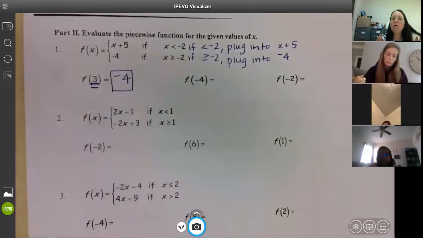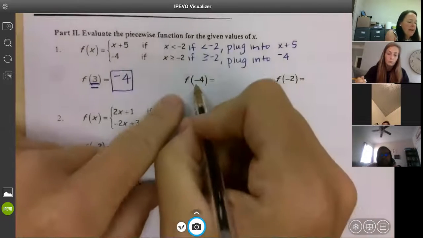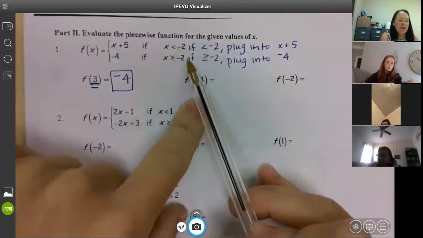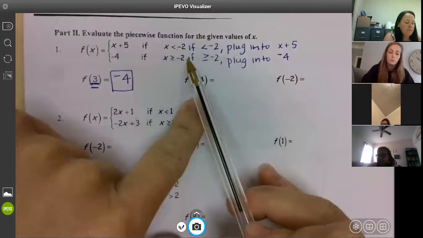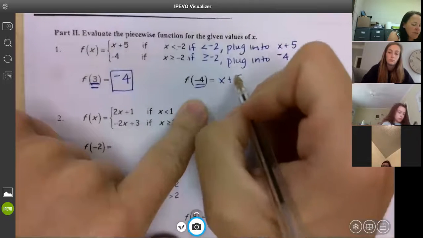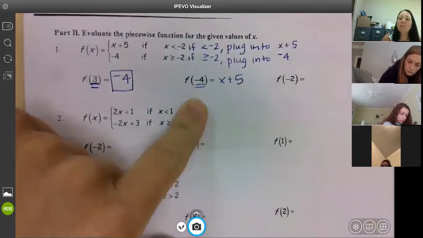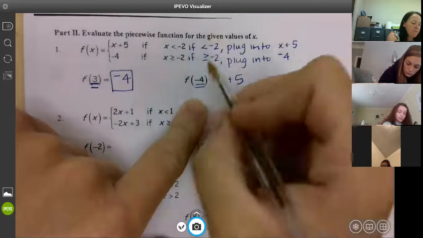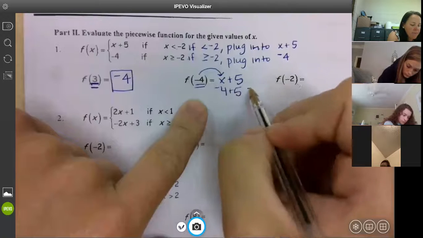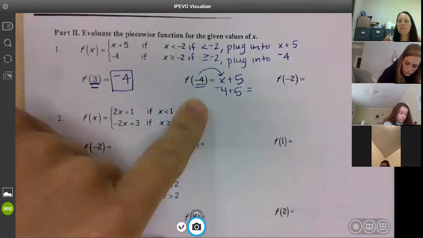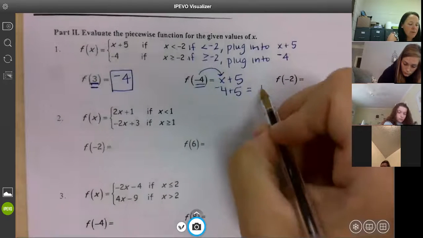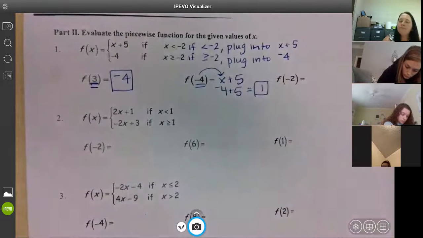Let's look at one where you don't do that. Look at -4. Is it less than -2 or is it greater than or equal to -2? Less than. So we're going to write that function down. It says plug into x plus 5. If there is an x, we're going to take that -4 and put it in for x, just like that. And then you finish it out. What is -4 plus 5? 1. So your answer is 1. That's it.